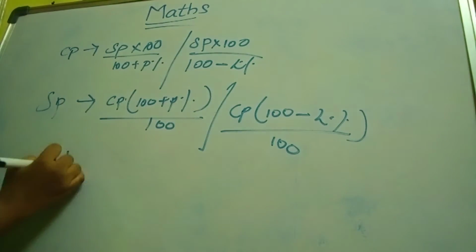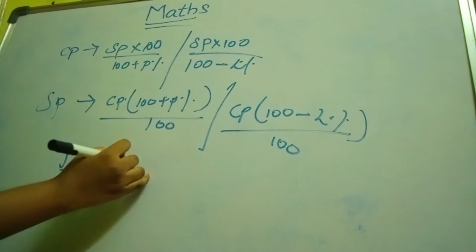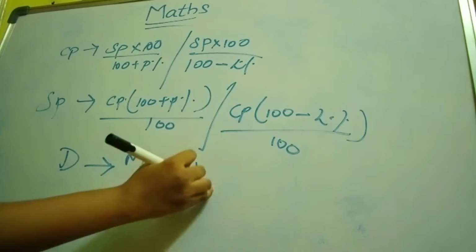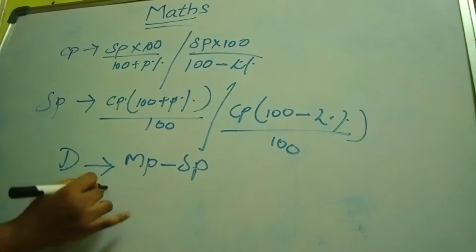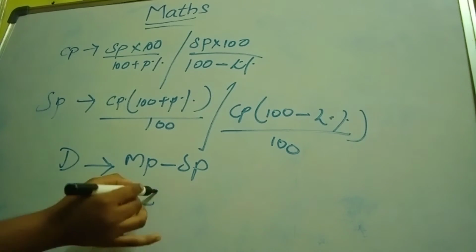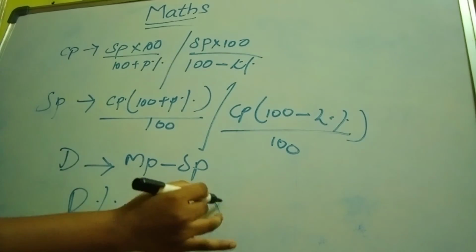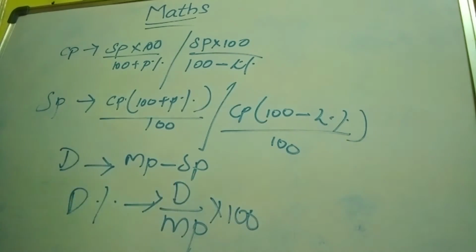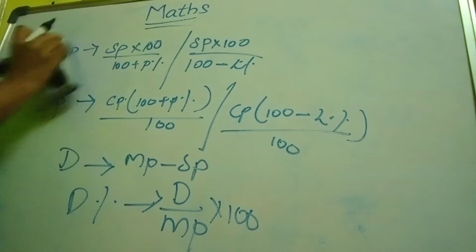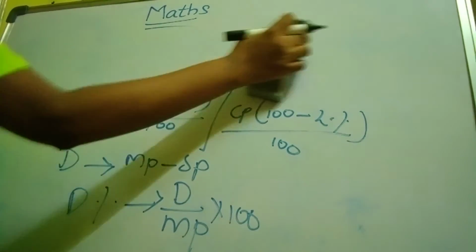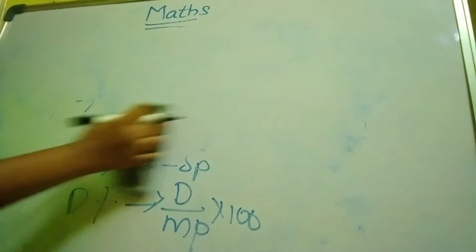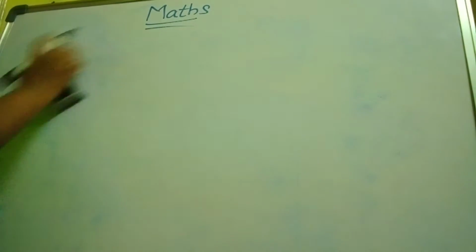Now what is discount? Discount is MP minus SP. So what is discount percentage? Discount by MP into 100. Okay. Next, we have completed discount.